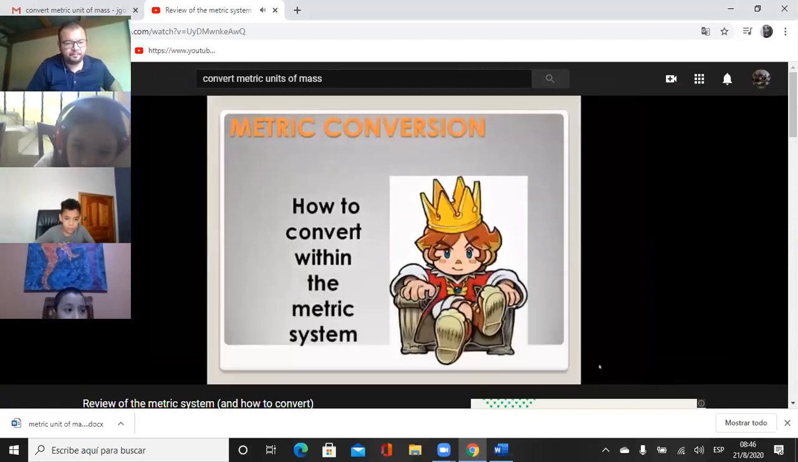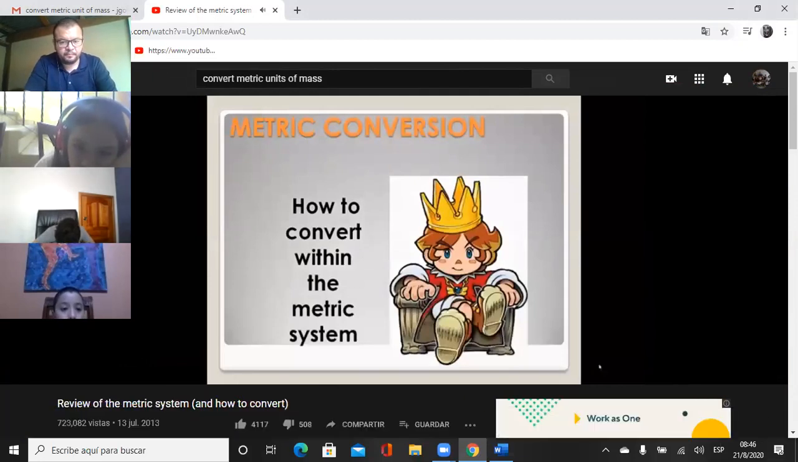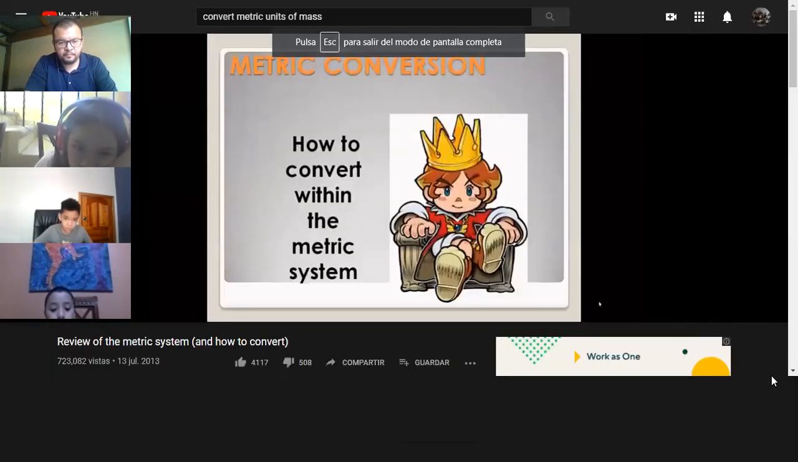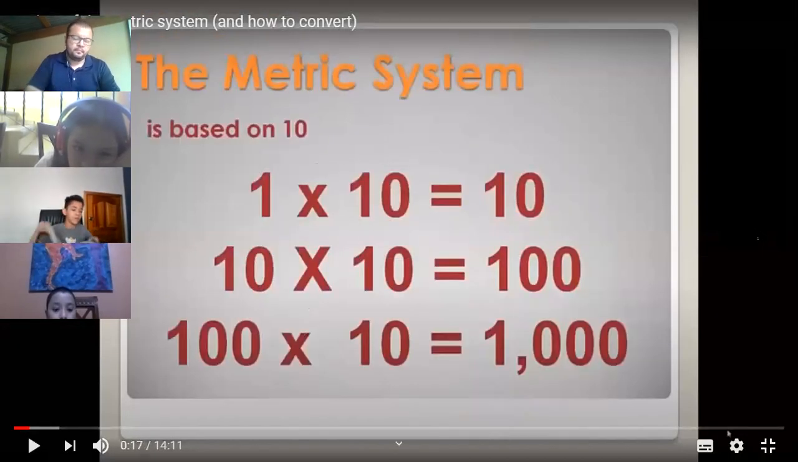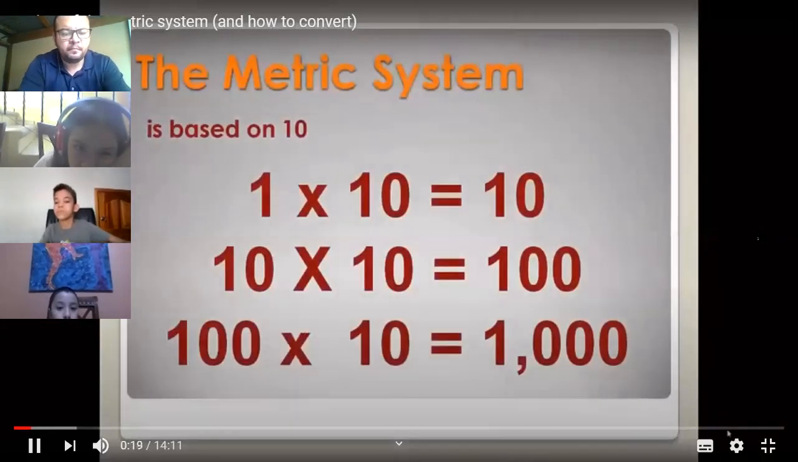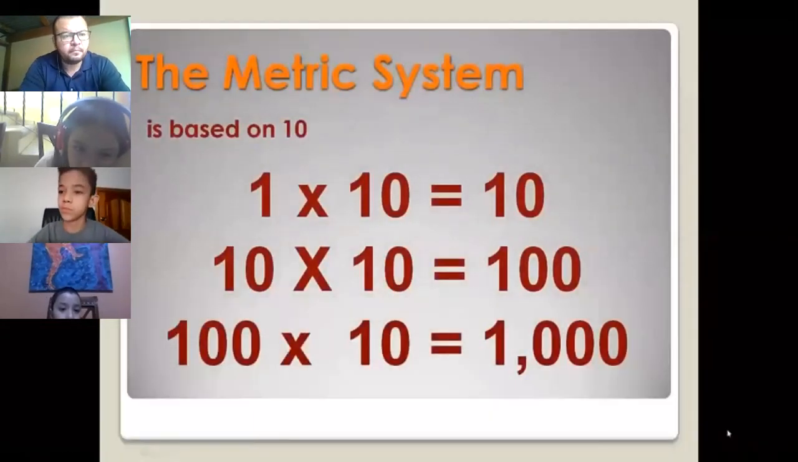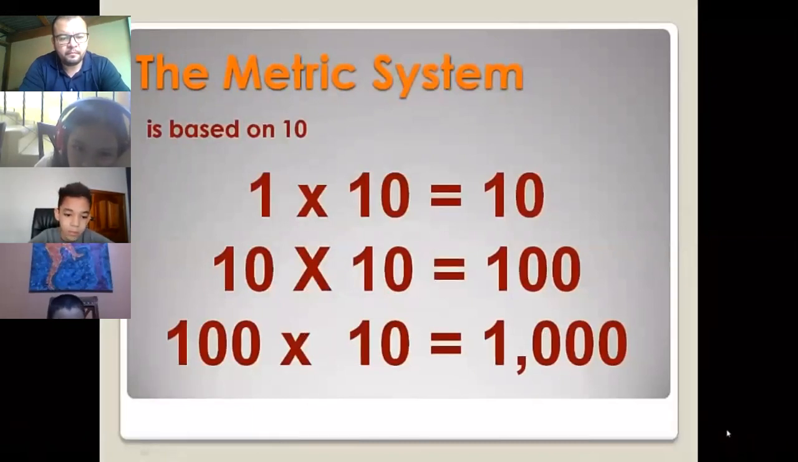Today we're going to talk about metric conversions. We're going to do a brief review of the metric system in general, and then we're going to talk about how to convert from one unit to another within the metric system. The first thing you need to remember is that the metric system is based on 10. 1 times 10, 10 times 10, 100 times 10. But the bottom line is it's based on 10.